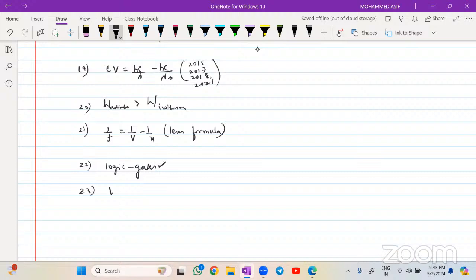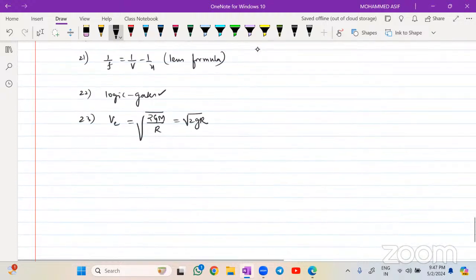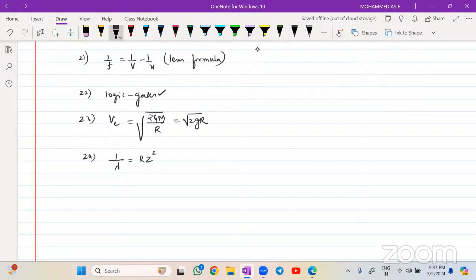Clear? इसके वेलोसिटी का फॉर्मूला भी लिए. Escape velocity is equal to under root of 2 times capital G capital M divided by R. It is also equal to under root of 2gR. Clear? The next one. 1 by lambda is equal to R into Z square into 1 by N1 square minus 1 by N2 square.